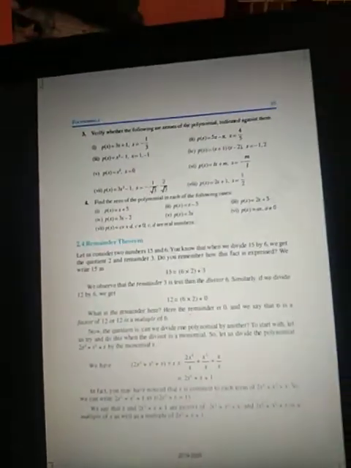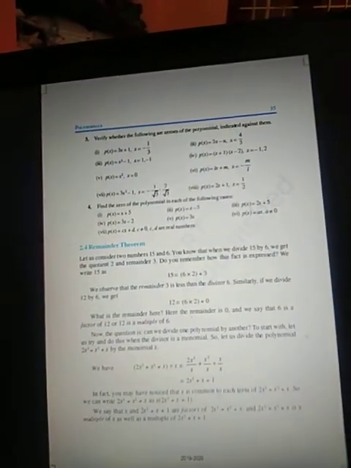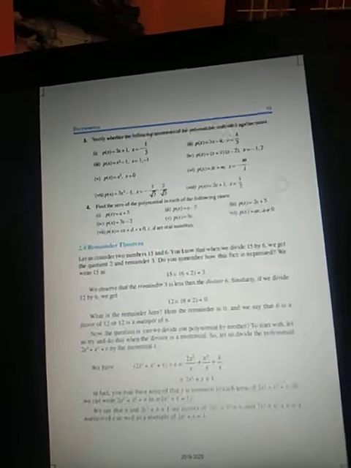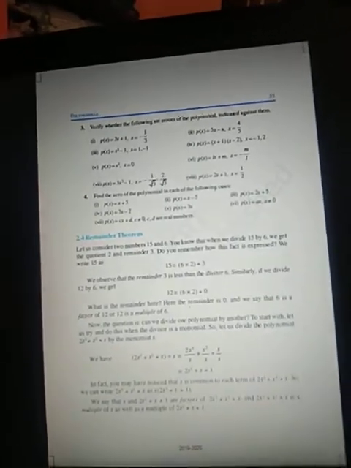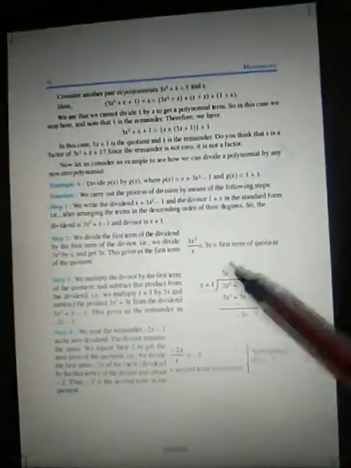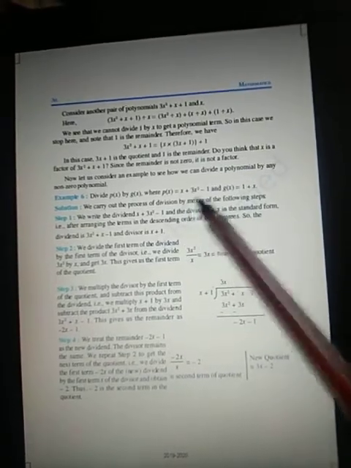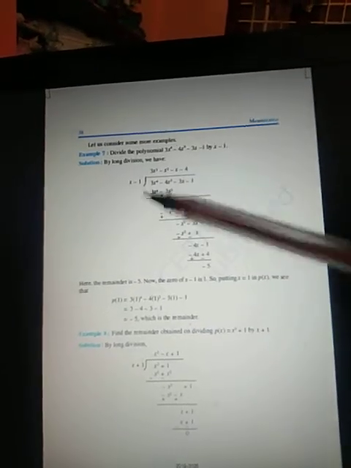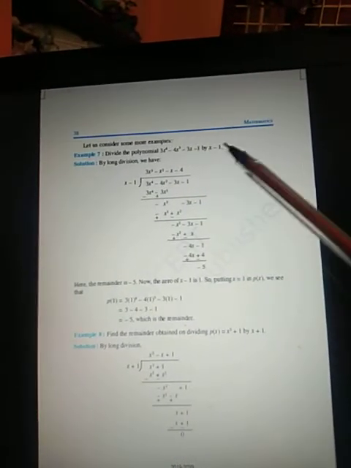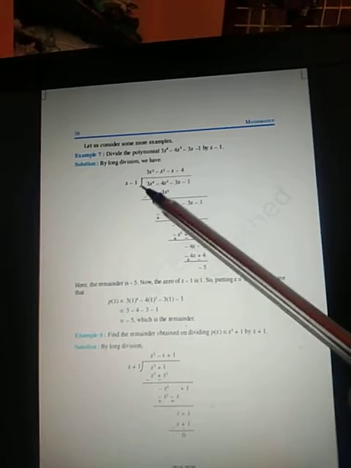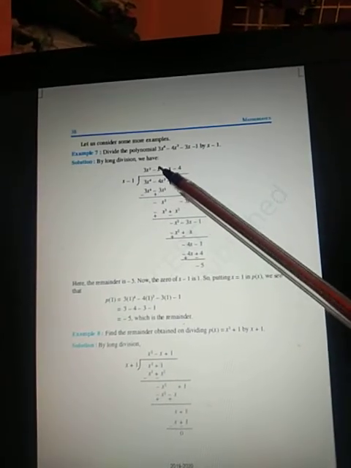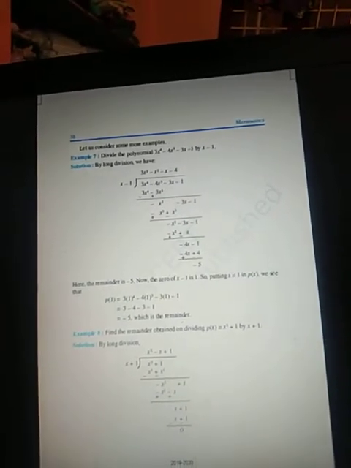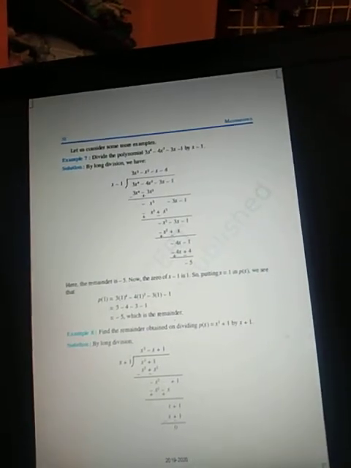Then here comes the remainder theorem. We will directly go to a problem. For this remainder theorem, I will solve these example problems. For example, just consider an equation divided by x minus 1. Just like normal division, we get these values. So minus 5 is the remainder.